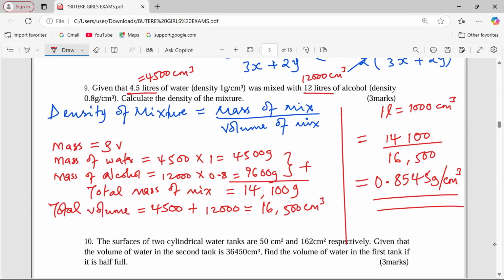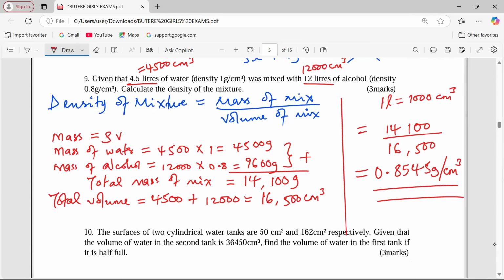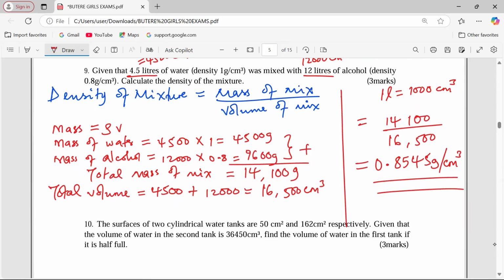So you see, we had much of the alcohol. That is why we are closer to 0.8 than we are to 1. In case the much volume was from water, then we would be having a density closer to 1 than it is to 0.8.